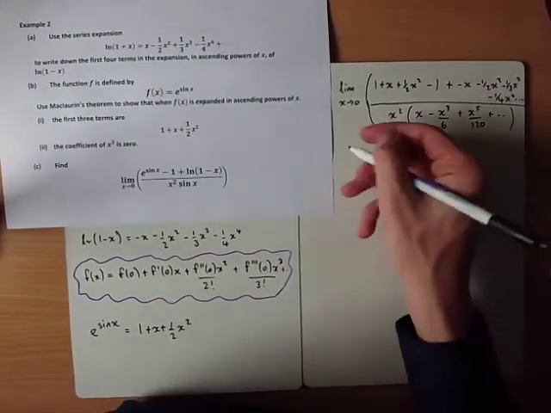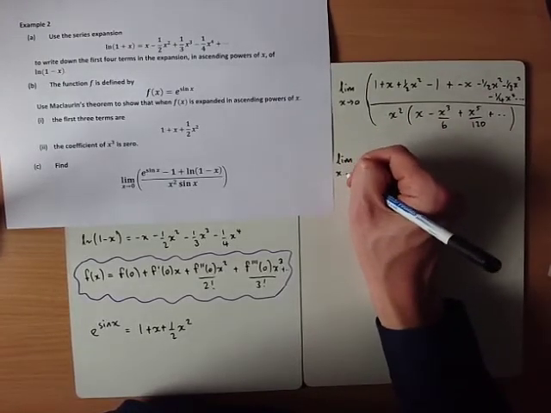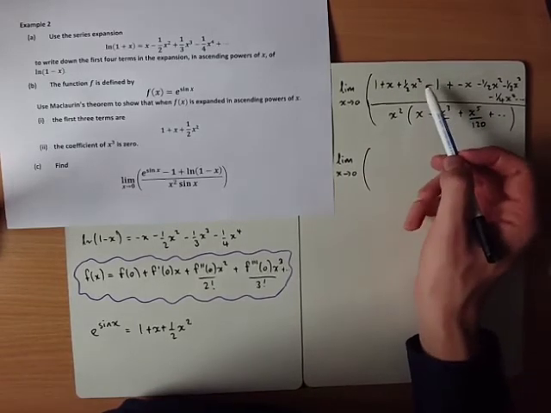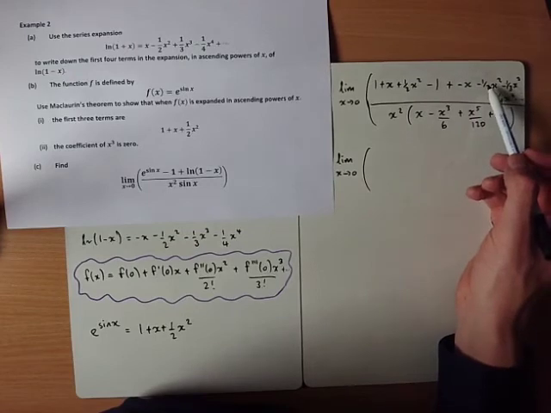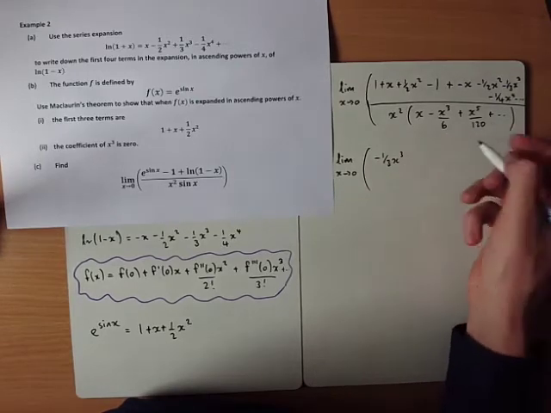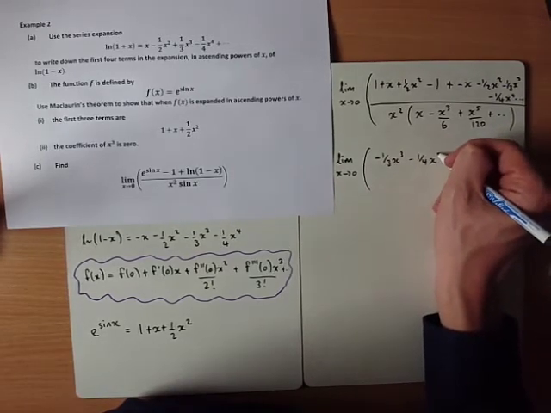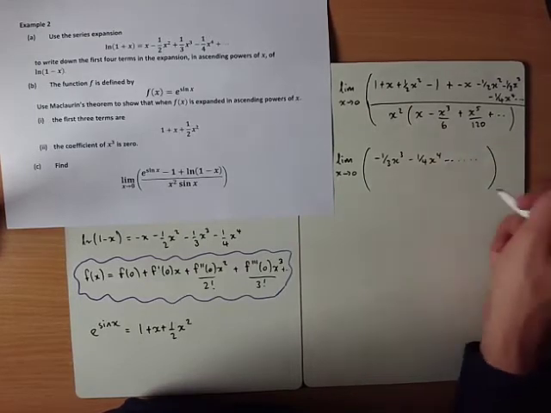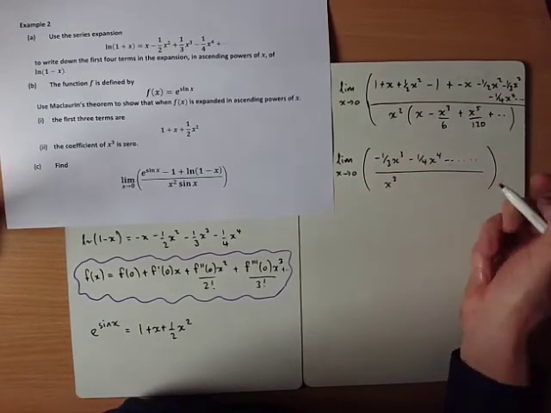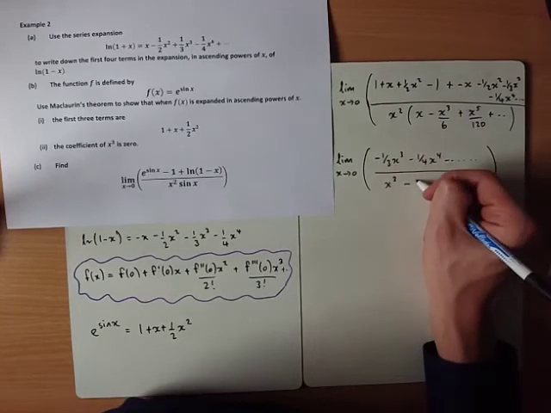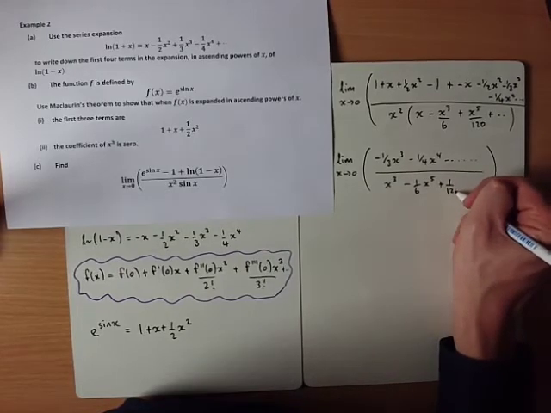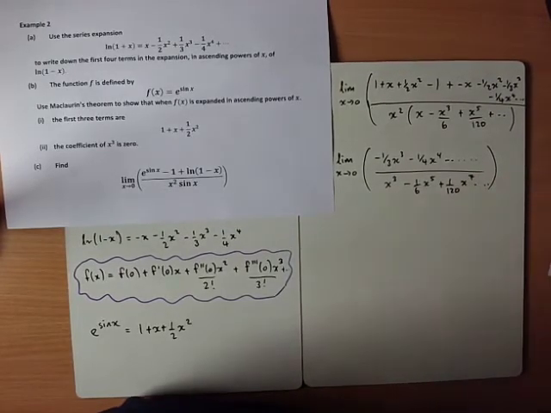Okay, so it looks like a bit of a mess. Let's tidy this up and see what we've got left. Limit as x tends to 0. So we've got 1 minus 1, x minus x, a half x squared minus a half x squared, so we're left with minus a third x cubed minus a quarter x to the 4, and that's all divided by x cubed minus a sixth x to the 5 plus 1 over 120 x to the 7.